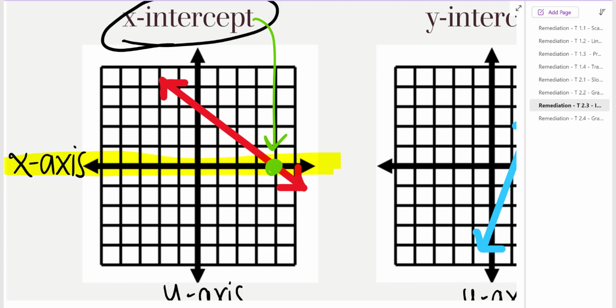Ahora contar los espacios. So you have to count the spaces. So this is 0, this is 1, this is 2, this is 3, and this is 4. So the X-intercept is 4.